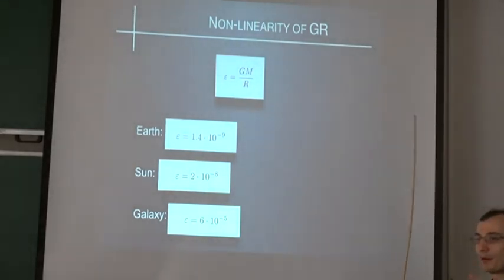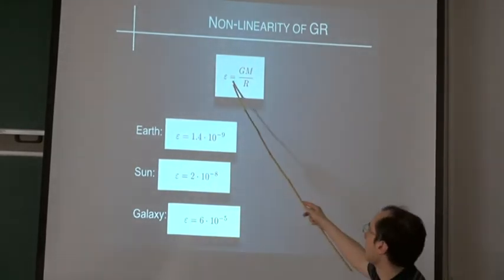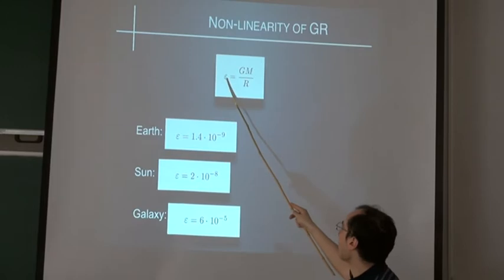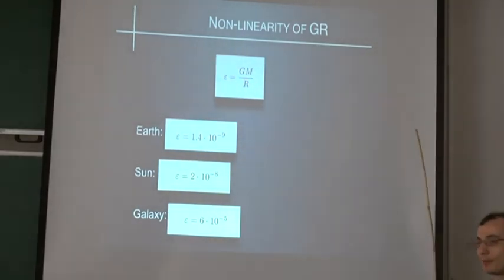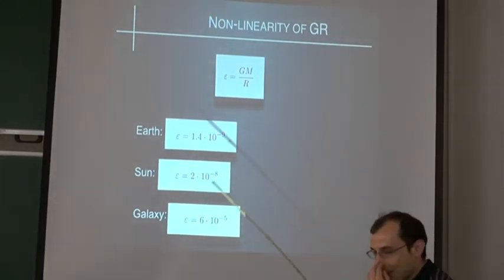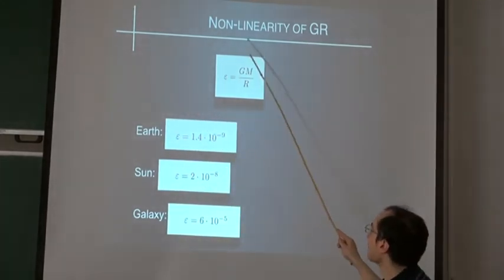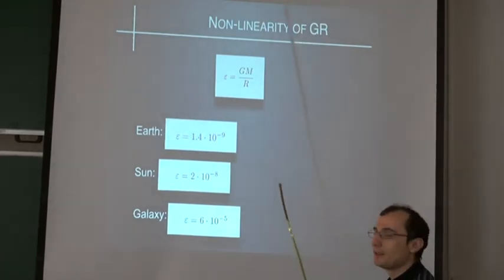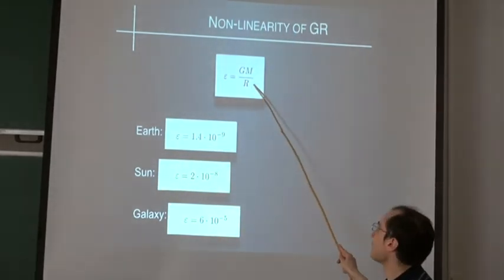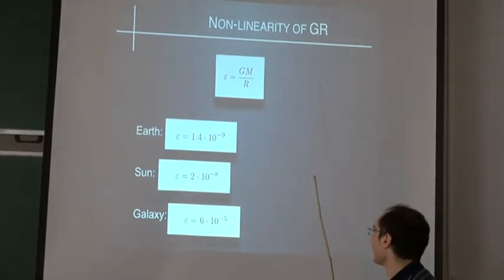Because at least with the simple power counting, the simple argument where you just calculate the dimensionless parameter which parameterizes the size of the relativistic effects, c is equal to 1. Yes, c is equal to 1.